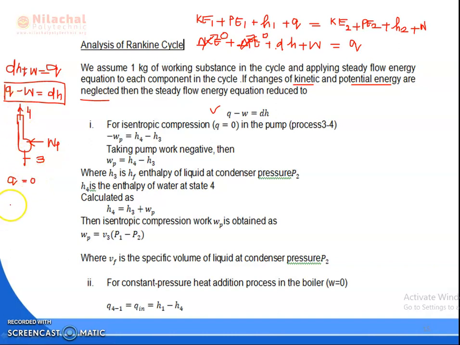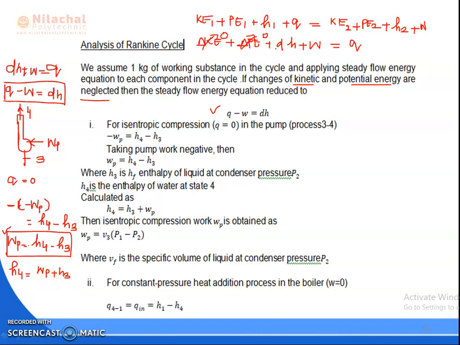So if you apply it there, Q is equal to 0. What is left? Minus of W. Minus of pump work is negative, so minus WP is equal to dH. What is dH? It is the change in enthalpy, H4 minus H3. So WP is equal to H4 minus H3. From this equation we can calculate the pump work WP, and we also have to calculate H4. H4 is equal to WP plus H3.